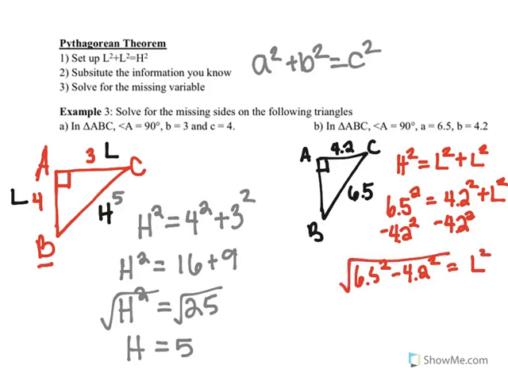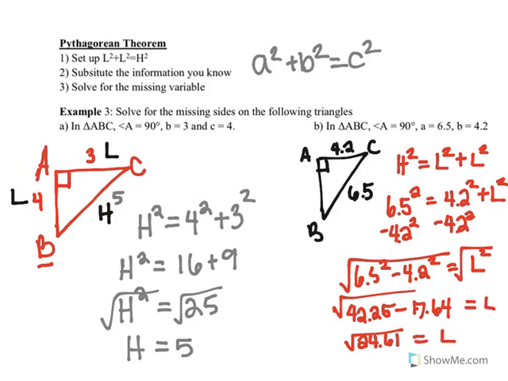Then we're going to square root both sides. So type this into your calculator. On the left side, you should get the square root of 42.25, subtract 17.64, which would be the square root of 24.61. And we type this in. It should round out to be 5.0.